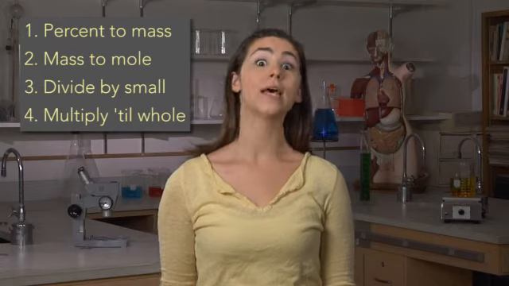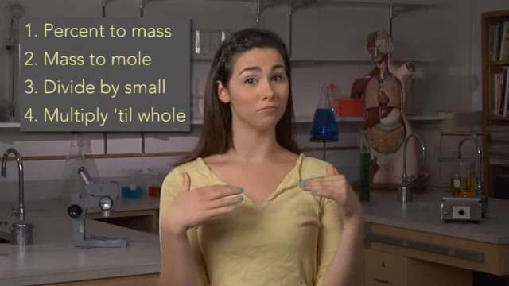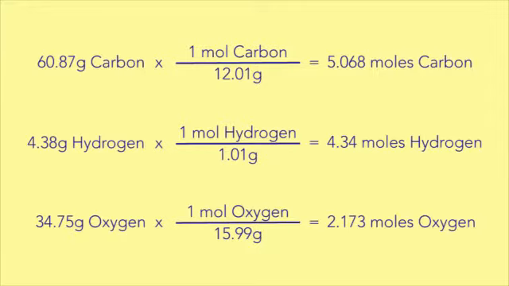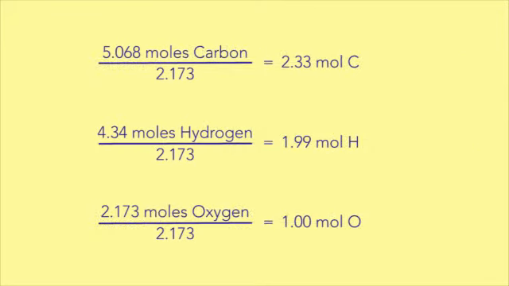Phew! Step 3, divide by small. What's that mean? Here, you look at the moles of each element present and find the smallest amount. Oxygen has fewer moles than hydrogen and carbon, so divide all the values by this little guy, 2.173. Here's what the math would look like.